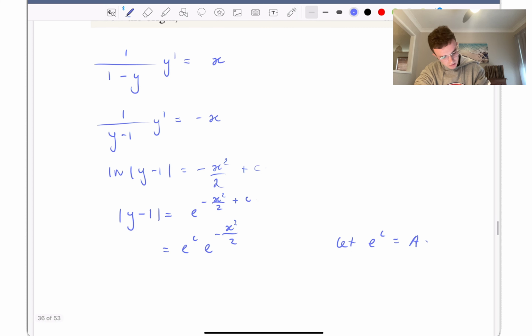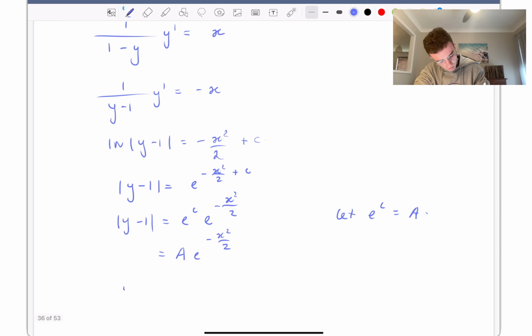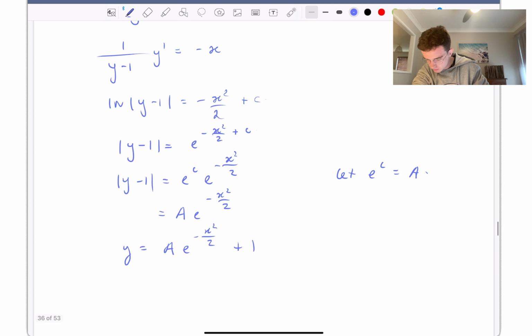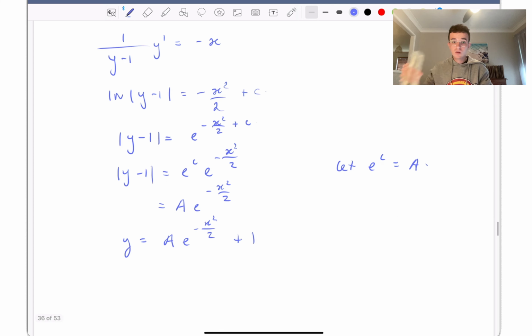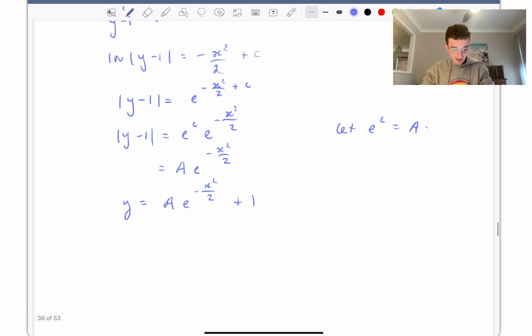So y minus 1 is equal to a e to the minus x squared on 2. And then we're going to add 1 to the other side and get y is equal to a e to the minus x squared on 2 plus 1. Okay, so that's the solution to part A.